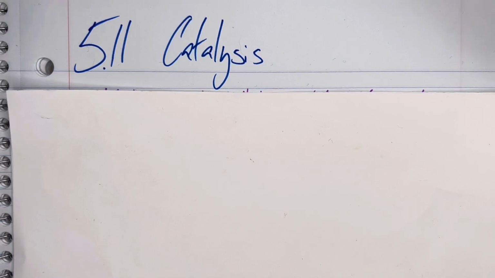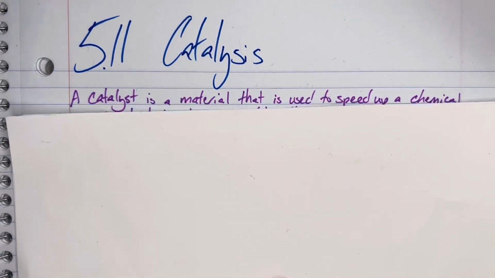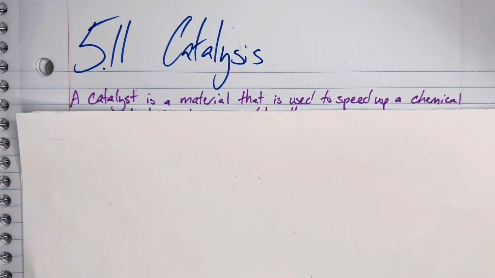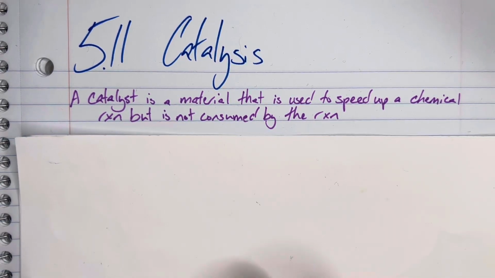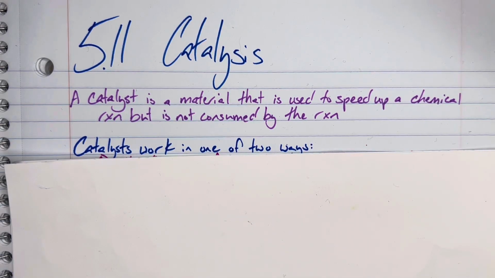AP Chemistry, Unit 5.11 Catalysis. A catalyst is going to be a material that is used to speed up a chemical reaction, but is not consumed by the reaction. Catalysts can work in one of two ways.